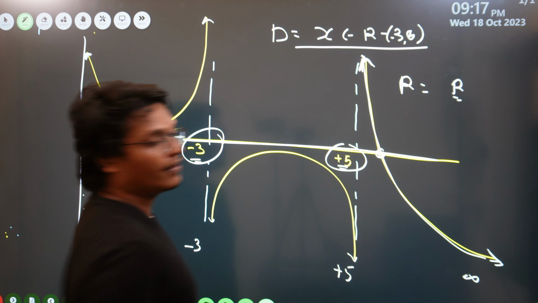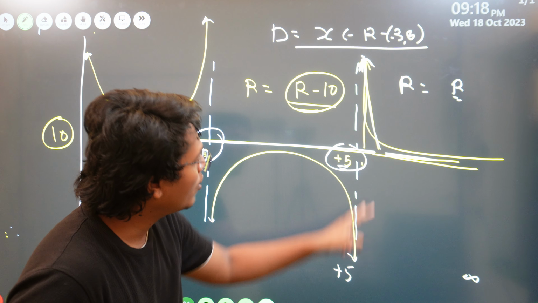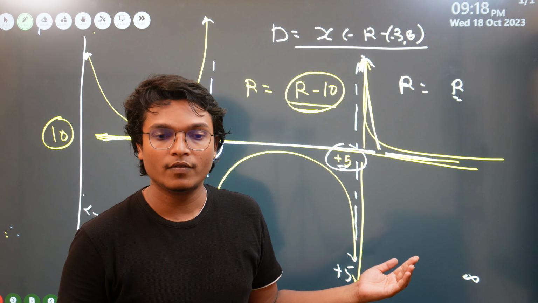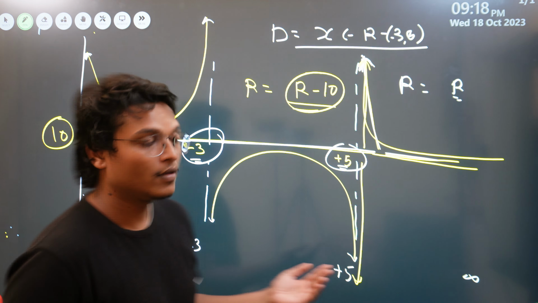Because the value of y is above 10 and also below 10. Wait, how did you get R minus 10? Arey, here I have taken the value 10 for this line, just like here I took -3 and here +5, same way. Getting it or not? That simple.